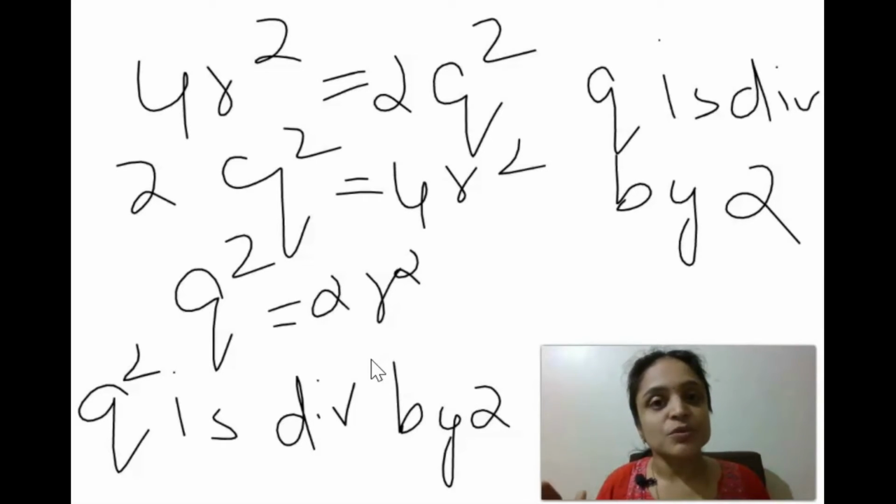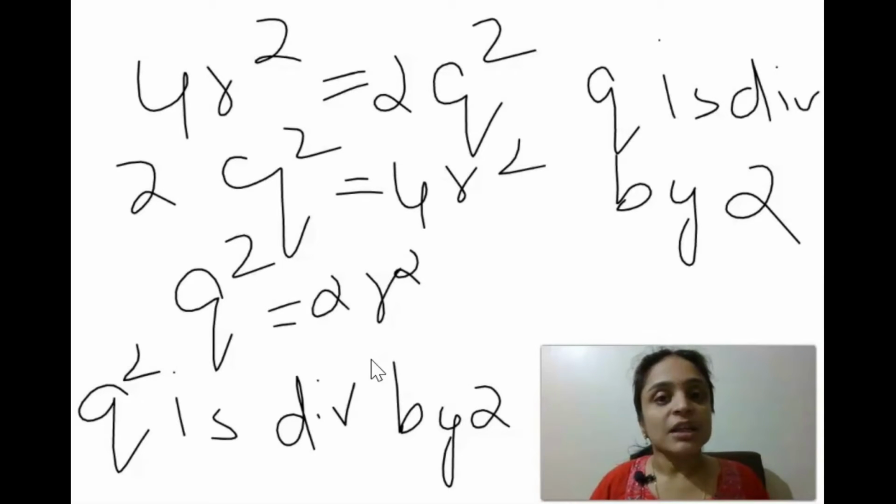This method can be used to prove root 3 is irrational, root 5 is irrational, and so on. The roots of all imperfect squares are irrational. So, root 2 is irrational, root 3 is irrational, root 4 is not irrational because root 4 equal to 2, which is a rational number. Then root 5 is irrational, root 6 is irrational, root 7 irrational, root 8 irrational, root 9 is not irrational, root 9 is rational because root of 9 equal to 3. Okay, understood? So, by this method, we can prove that root of an imperfect square is an irrational number.